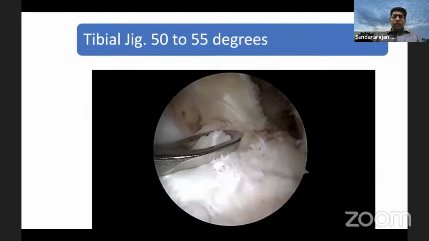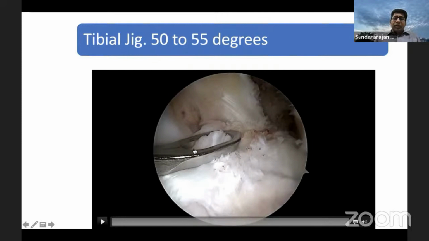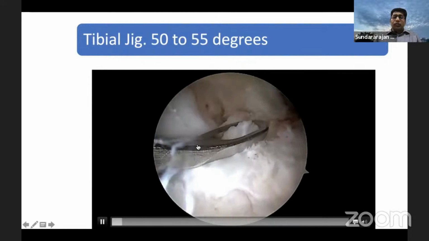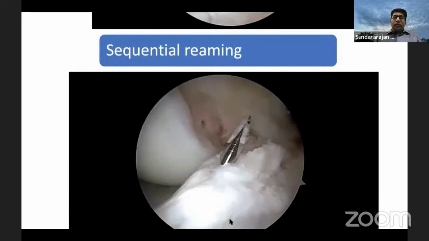This is the flat jig which is available, you can just keep it over the footprint. Even though there is a big oval opening over there, your entry point is not here. You can see there is a marking over here. So your aim is here, not over here. You can see that this is the anterior horn of the lateral meniscus. That means your entry point is going to be here. That is going to be the center of your footprint. So that is the entry point for the tibial side.